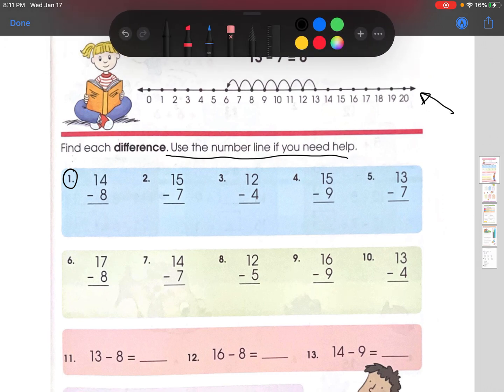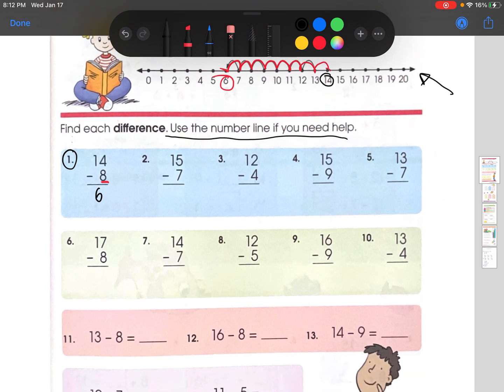14, so let's find 14. We'll start on 14, and let's go 8 steps to the left, because we're counting backwards. So 1, 2, 3, 4, 5, 6, 7, 8. Oh, look at that. It lands on 6, so the answer to number 1 is 6.